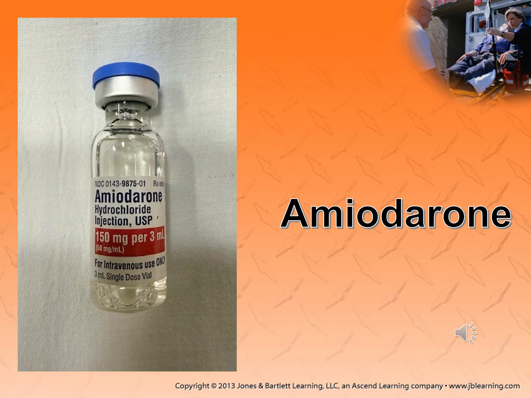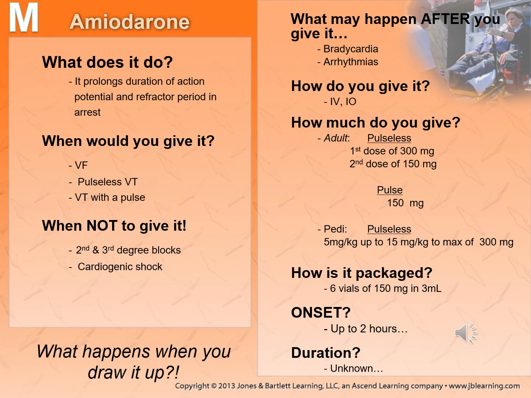Amiodarone, one of our antiarrhythmics. So what it does is it prolongs the duration of the action potential in the refractory period in arrest. It means it gives us a chance to get them back. When would we give it? So we're talking about VFib, pulseless VTAC, or VTAC with a pulse. We should never give it to somebody in second or third degree heart blocks or someone in cardiogenic shock.